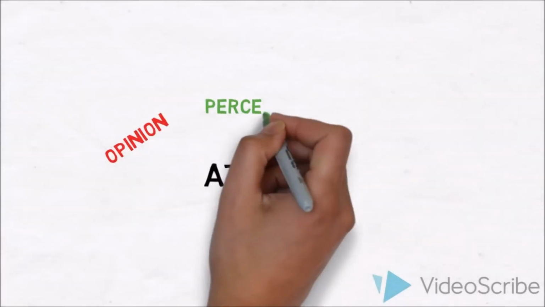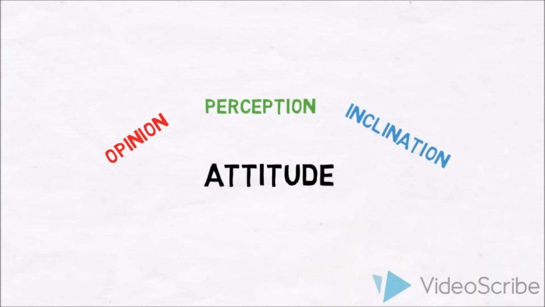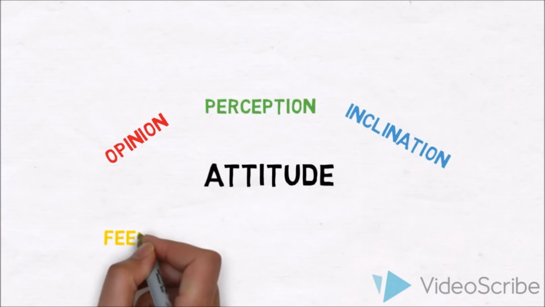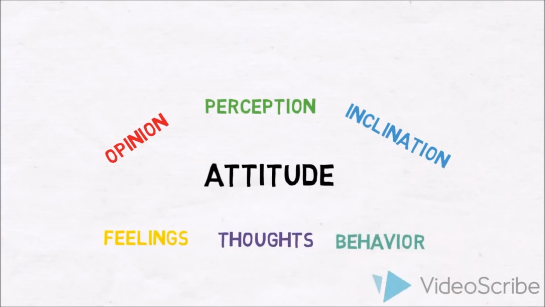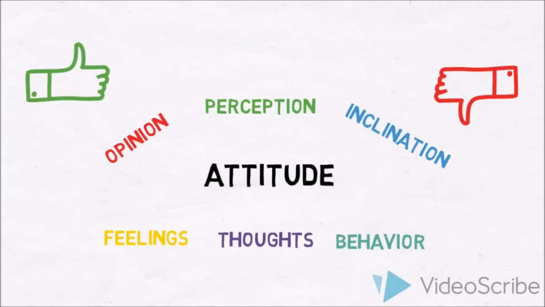An attitude is an opinion, a perception, or an inclination an individual has, and it is based on feelings, thoughts, and behavior. Our intrinsic attitudes immediately tell us whether something is good or bad. Attitudes are affected directly through personal experience or indirectly by influence from others. Nevertheless, once an attitude is established, it is very hard to change.